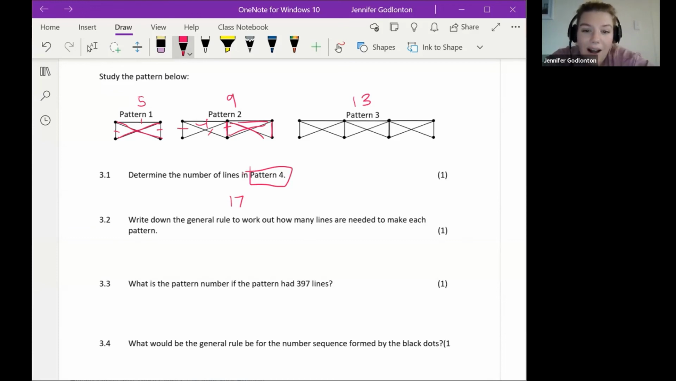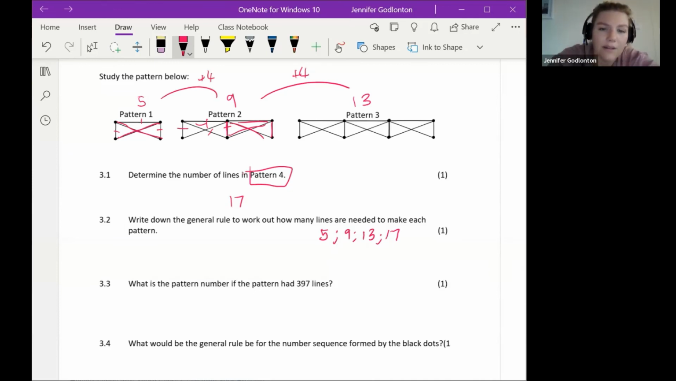Okay, now I would like the general rule. So that means I want this written in Tn and n. If my sequence that we've just created now is 5, 9, 13, 17, I would like you to give me a general rule for that sequence. So that's going to be Tn is equal to something n something. Remember, your constant difference is the key.